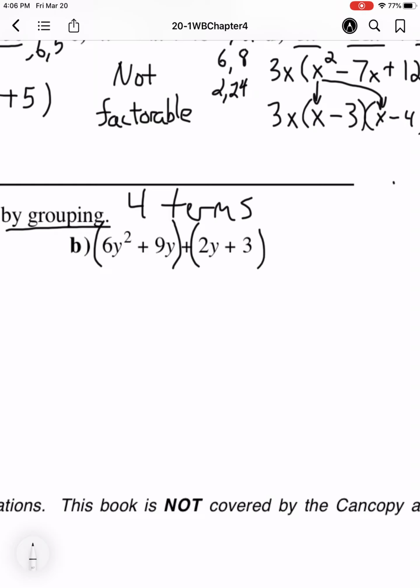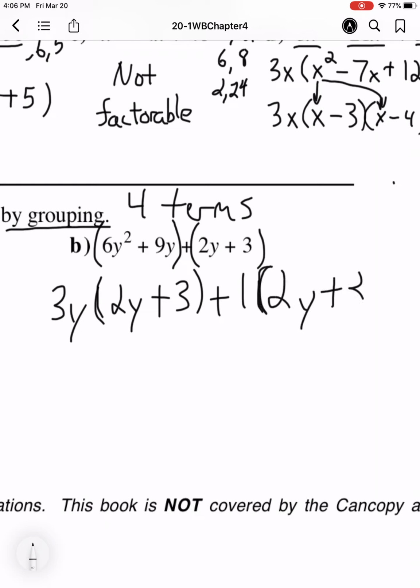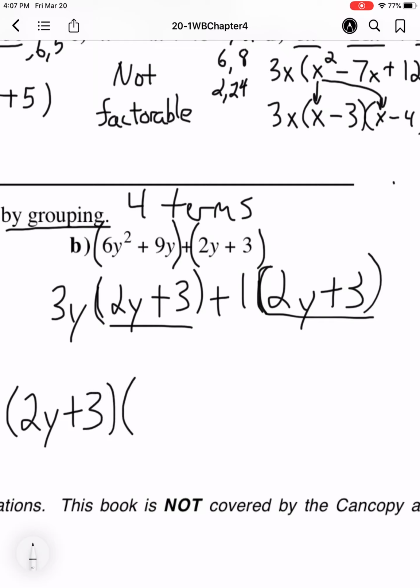And the front one here, I can take out a 3y, and that leaves me with 2y plus 3. The back one here, the only thing I can take out is 1. I'm going to write that 1 there just as a placeholder. And again, we notice that these two are exactly the same. Factor them to the front, and we're going to be left with 3y plus 1. Again, that's factoring by grouping.